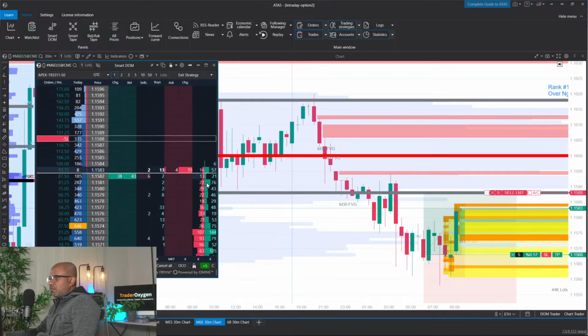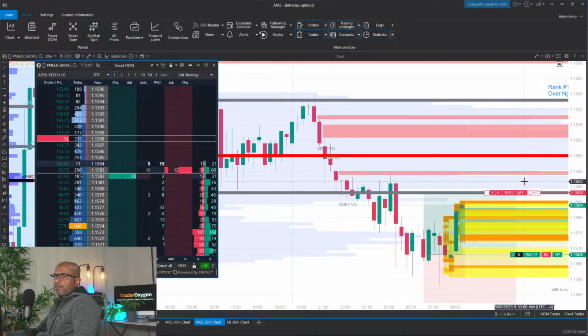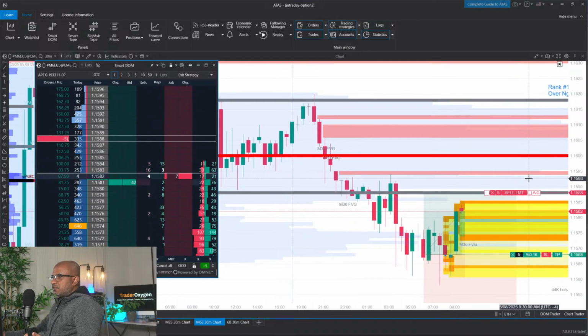Which means more aggressive buyers, more green numbers. So aggressive buying is what makes the price push up. Basically, what makes the price push up or down is aggressive buying or selling. Now sellers are coming back over here. Let's see what's going to happen.